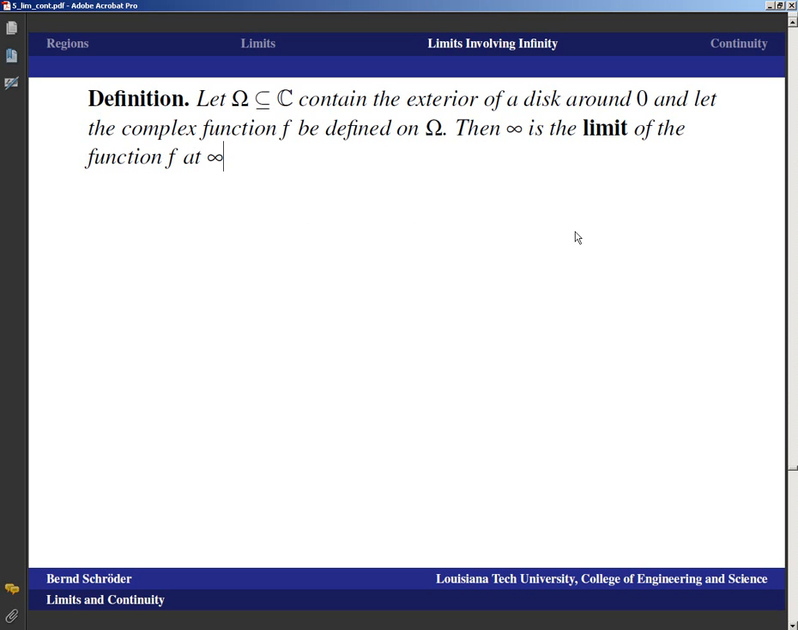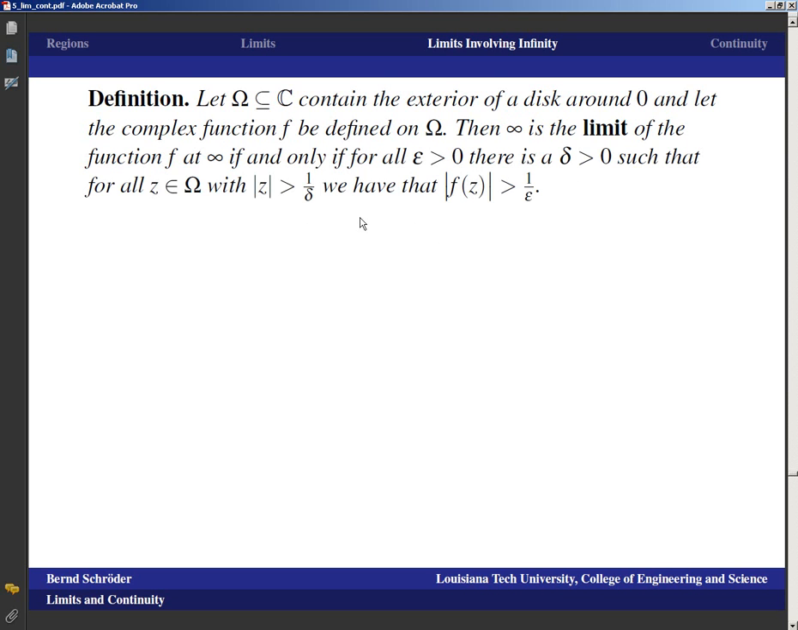Let's see if that really is the case. If and only if for all epsilon greater than 0, there is a delta greater than 0, so that for all z in the domain with z absolute value greater than 1 over delta, we have that f of z absolute value is greater than 1 over epsilon.